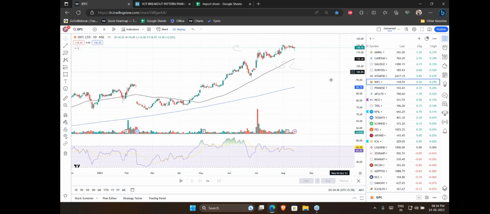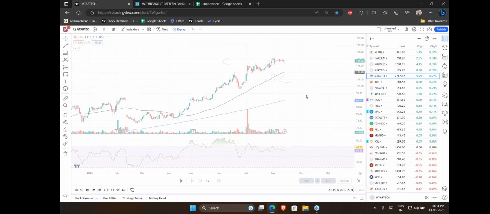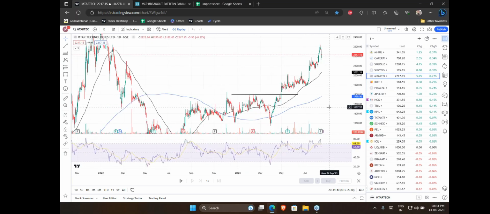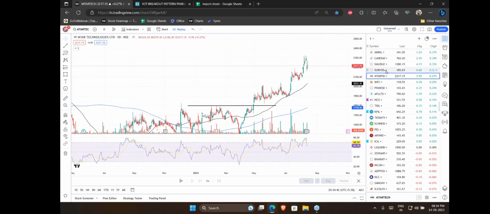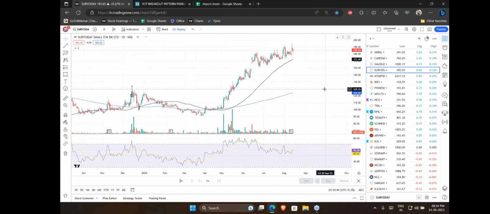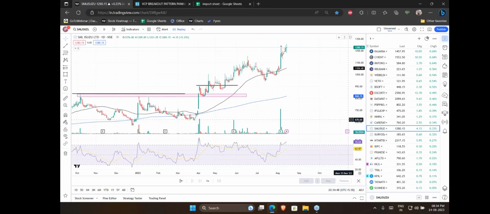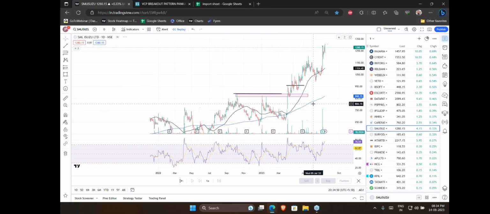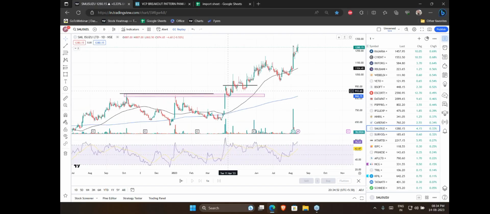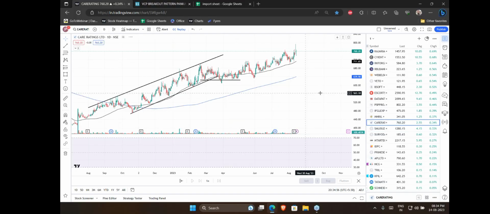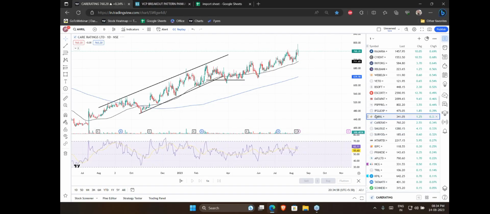IDFC Limited. MTAR Tech has given a beautiful breakout from the bottom, but not good right now. Suryodaya Small Finance Bank, not good. SML Isuzu has given a breakout after retest, so as of now, no entry. KR Rating, no entry right now.